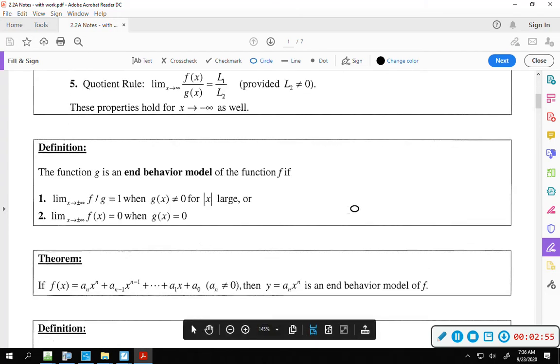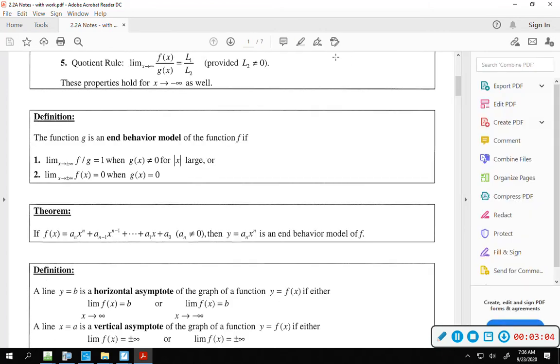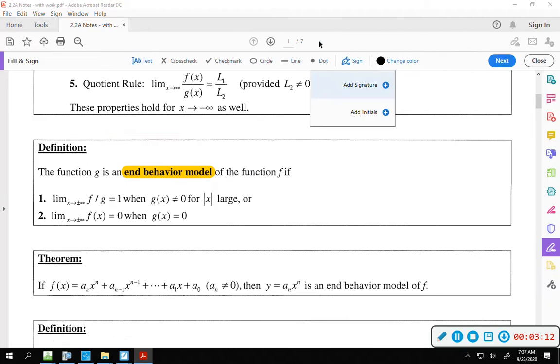The function g is an end behavior model. You're going to see this term a lot. End behavior model. I'm going to highlight that word for you quickly. So we've already talked about some end behavior models. You would have talked about end behavior models when you found horizontal asymptotes and slant asymptotes in pre-calculus. But now we will also have other types of end behavior models, like quadratic end behavior models, cubic end behavior models.